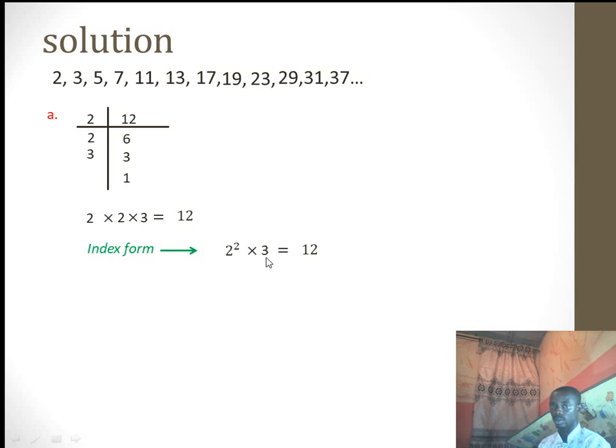and here is still as a product of prime factors but in index form. All right, I hope that is understood. So we'll move to the next question. B, we want to express 18 as a product of prime factors.